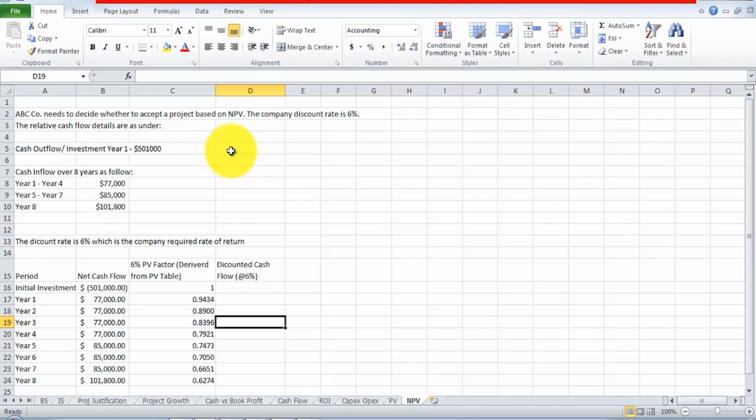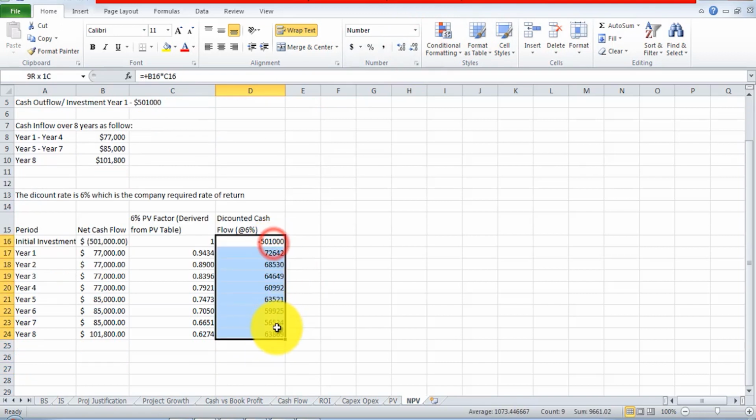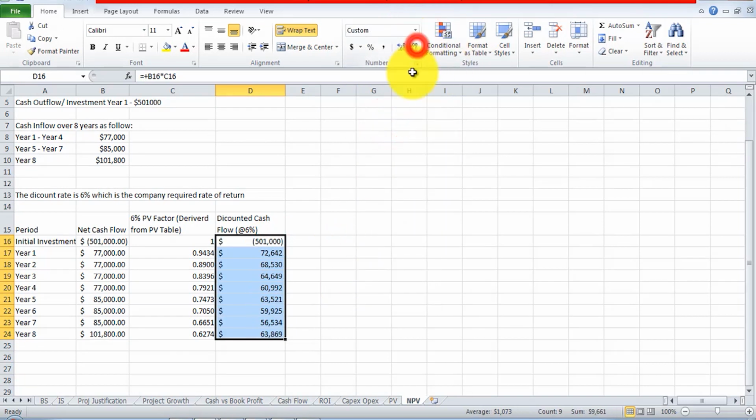Perfect. Now it's simple. We're just going to multiply the net cash flow with the present value factor, and the same formula applies for everyone. And you have the dollar values over here, right? So let's round this off to 0 decimals. Okay, perfect. Now, if we put this in accounting format, we'll have the currency figure over here.